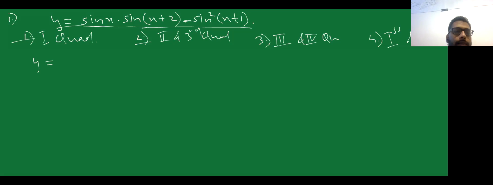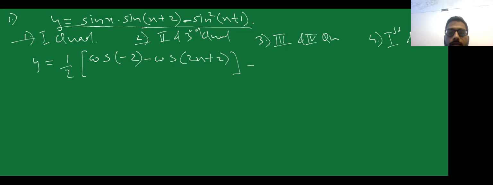What is 2 sin a sin b? The 2 is not there, so I'll balance the 2 here first. 2 sin a sin b is 2 cos of (a minus b), so x minus (x plus 2), the x cancels out, giving minus 2, minus cos of (a plus b), so x plus x plus 2, which is 2x plus 2, minus sin square theta. What is the formula for sin square theta? 1 minus cos 2 theta.